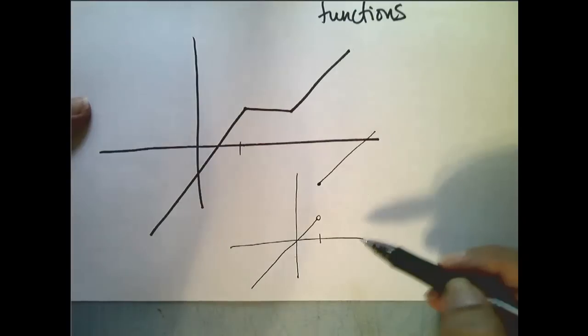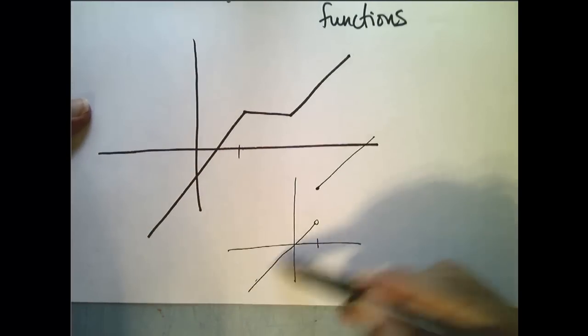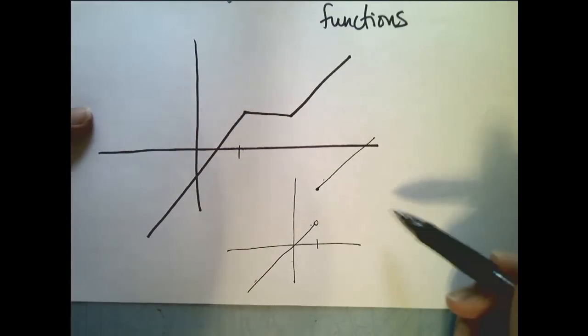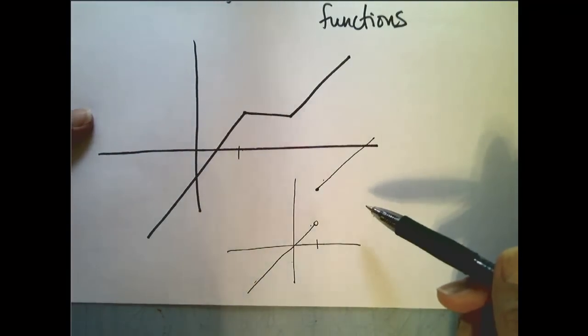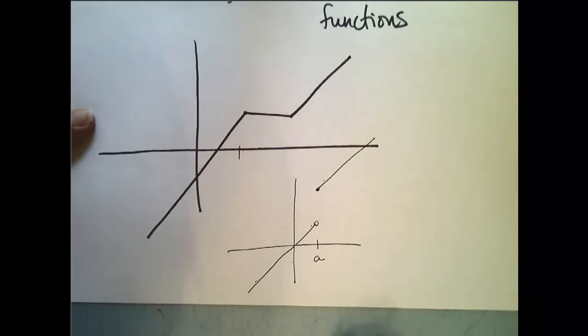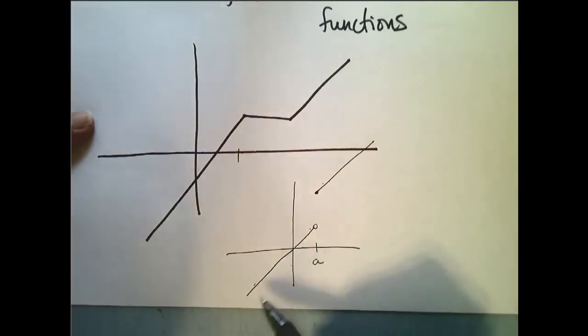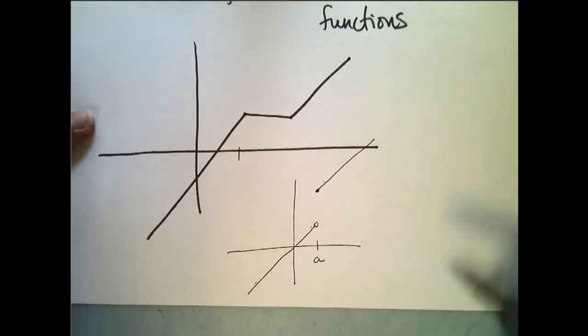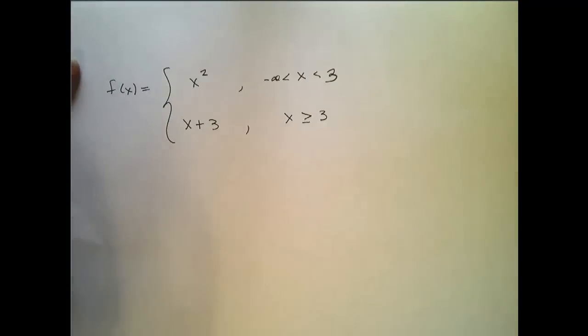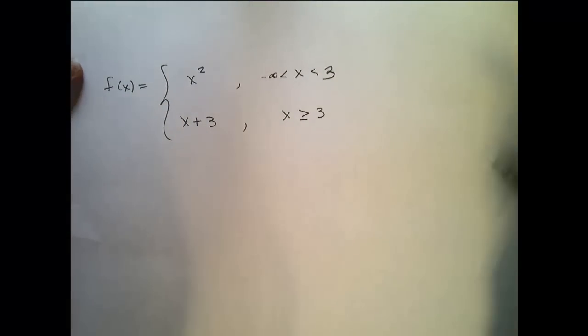And we can see graphically that this is not continuous because in order for me to get to here, I have to lift my pencil. So this is an example of a piecewise defined function that is not continuous everywhere, and in particular it's not continuous at this a value. But it does look like it's continuous everywhere else. Let's look at a formula for a piecewise defined function and see what kind of problems can arise.